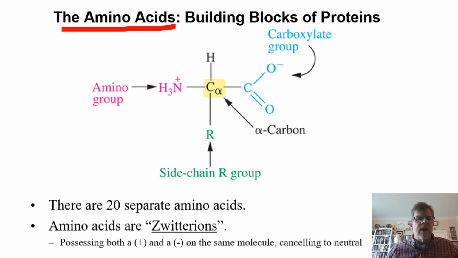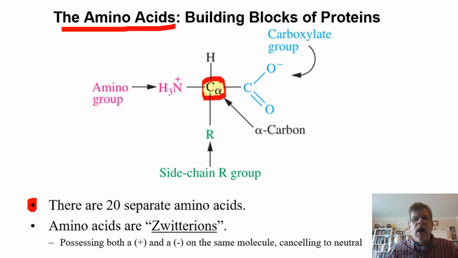There are 20 separate amino acids that go into the building of all proteins, and we're going to be looking at those in more detail down the road. 20 separate amino acids, but let's look at the structure of an amino acid so we can perhaps derive some of the qualities of why it is considered an amino acid. All amino acids, and this is a very general type of structure, start with a central carbon. That is the alpha carbon.